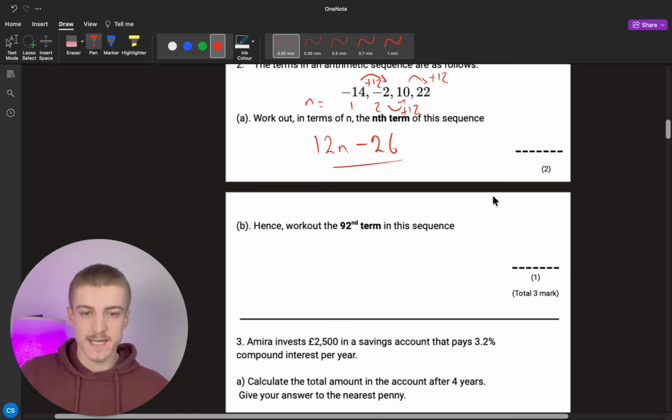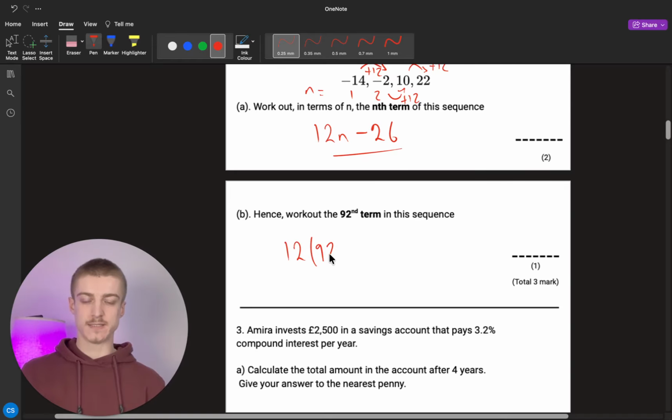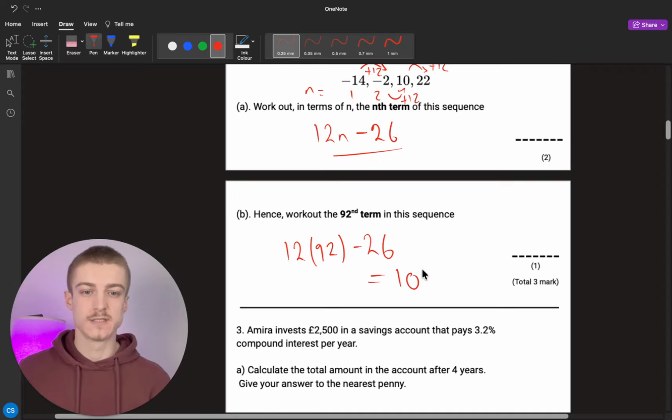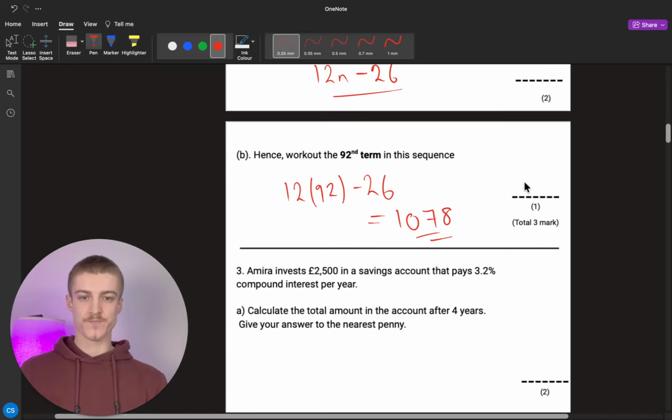Hence, work out the 92nd term in this sequence. So we just need to sub 92 in for n. n is 92. So 12 times 92 minus 26, we can put this into our calculator and it will give us 1078. Okay, 1078 is the 92nd term in this sequence.